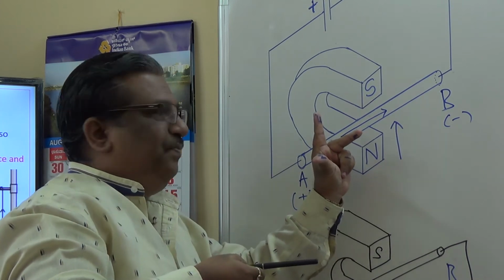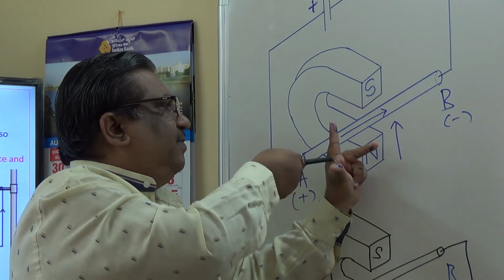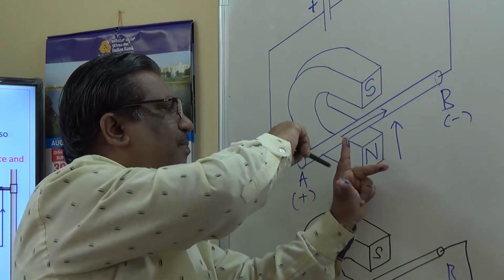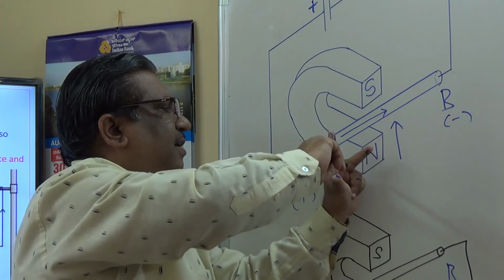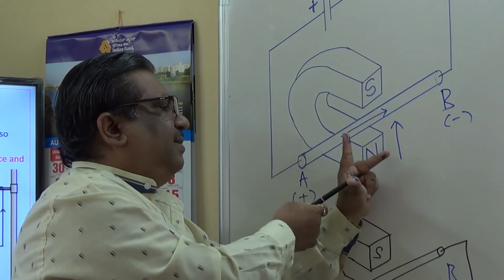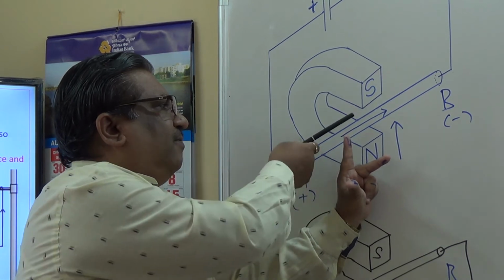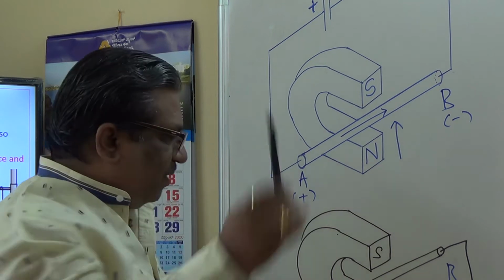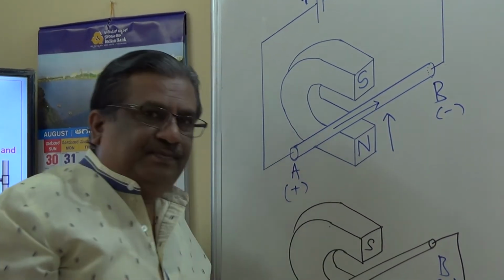You got it? So the index finger is towards the direction of the magnetic field, from bottom to top, and the middle finger from A to B. In that case, the thumb gives you the direction of motion of this conductor, that is towards you. Clear now? Okay, fine. Come to this diagram.